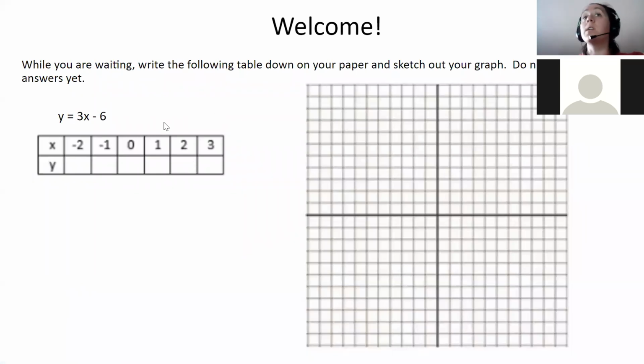So let's do a little refresher there. How would I fill in that chart? If that's my function that I want to graph, y equals 3x minus 6, how would I fill in the table to sketch out a graph? What do you guys think?